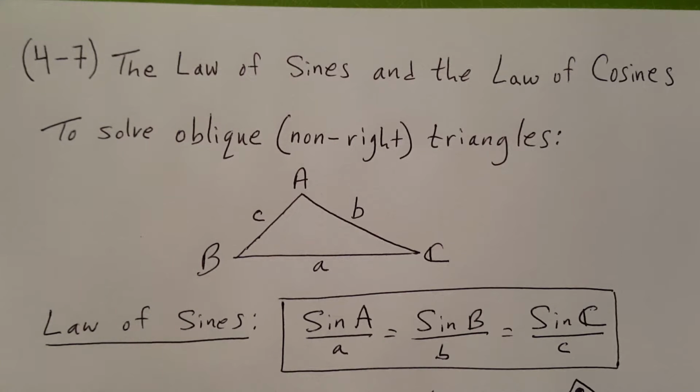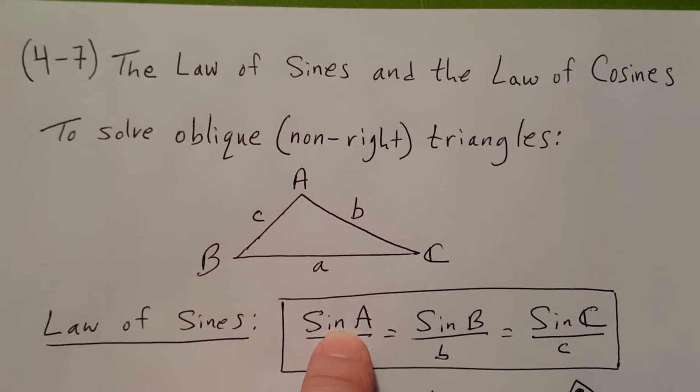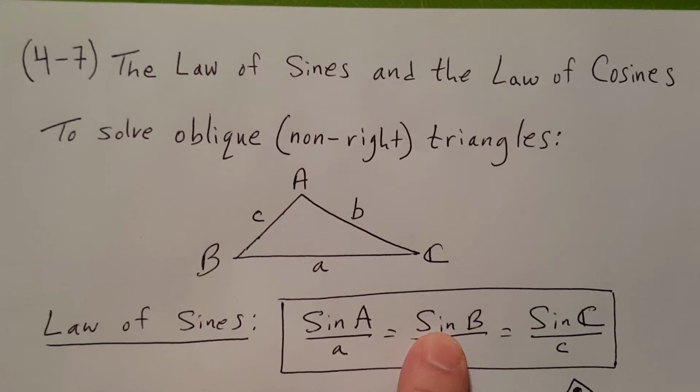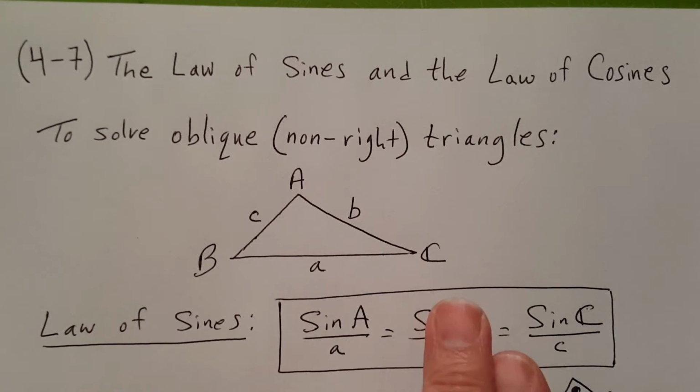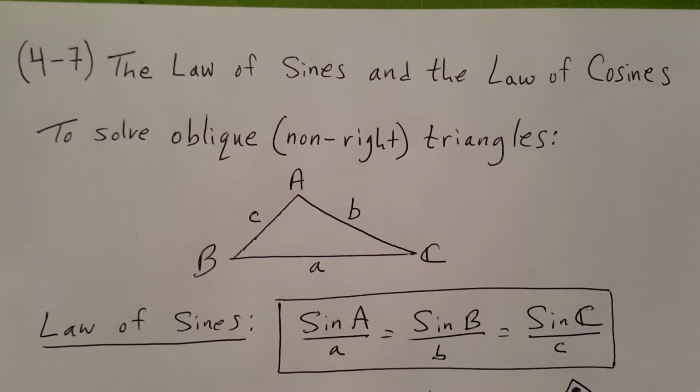So let's look at the law of sines first. The law of sines is really a proportion. Sine of A over little a is equal to sine of B over little b, and it's equal to sine of C over little c. Now, you wouldn't use all three of them at the same time, but you could use any two. Which two would you use? Well, it all depends on the situation. You can use any two of them that you want.